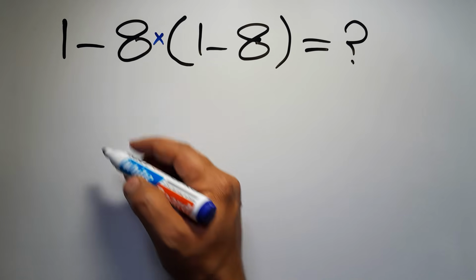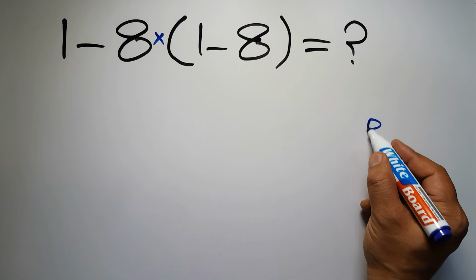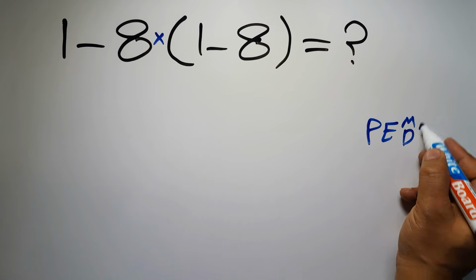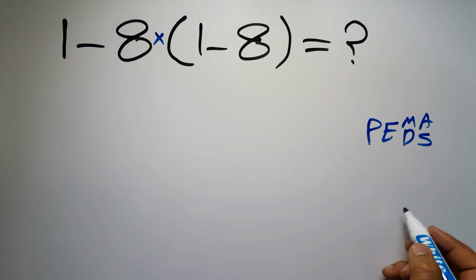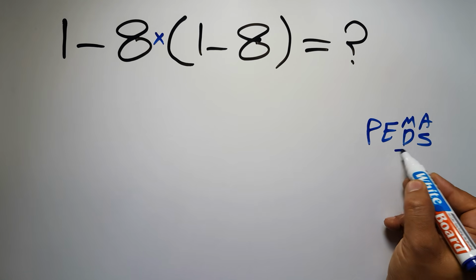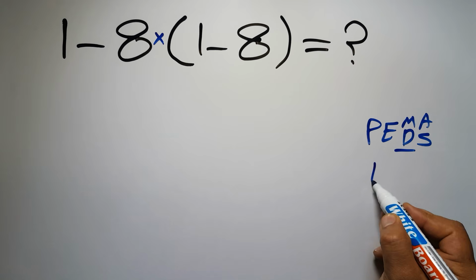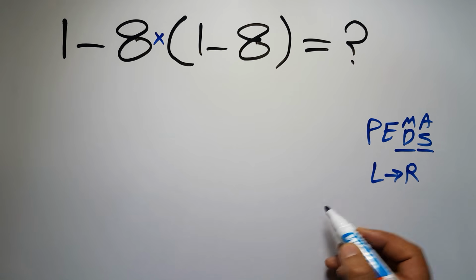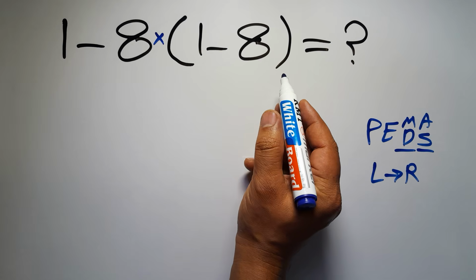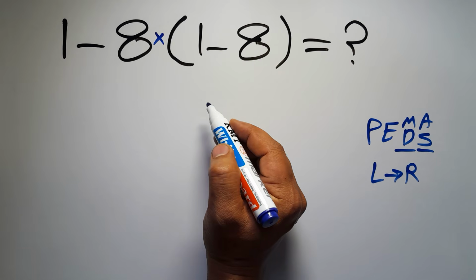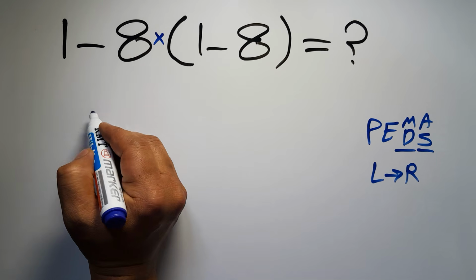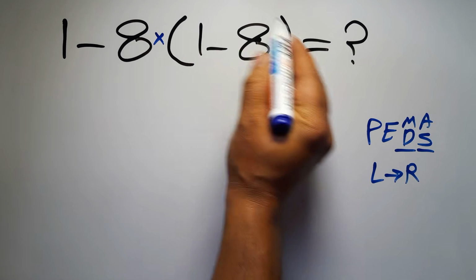Okay? According to the order of operations, first we have to do parentheses, then exponents, then multiplication or division, and finally addition or subtraction. Remember that multiplication and division have equal priority, and we have to work from left to right. And the same applies to addition and subtraction. So here, first we have to do this parentheses, then this multiplication, and then finally this subtraction. Okay, so first this parentheses.